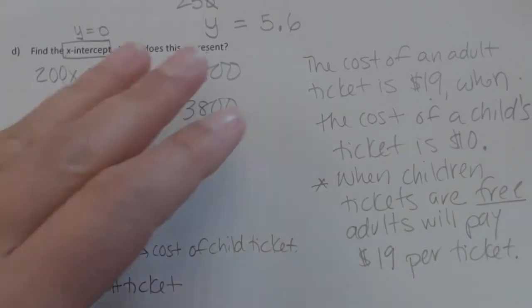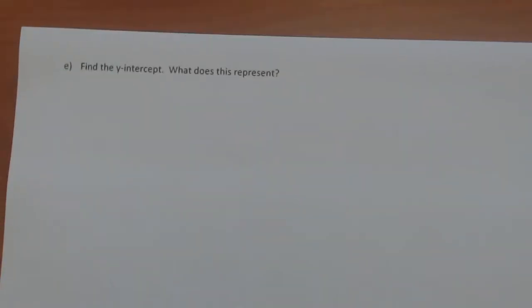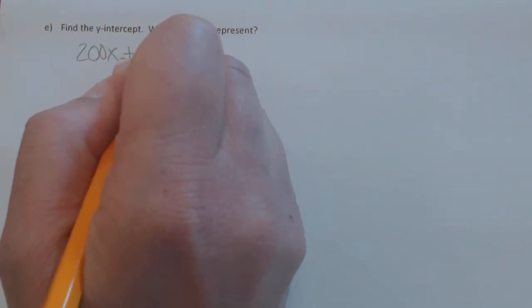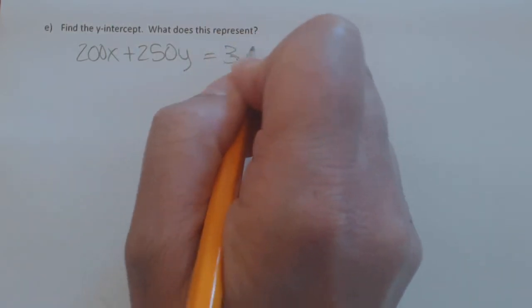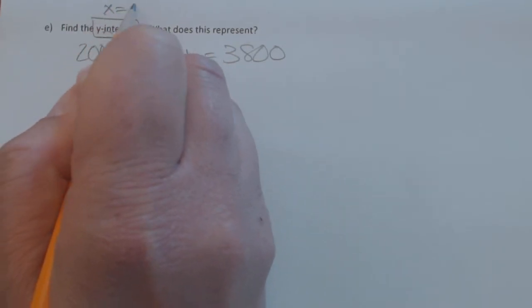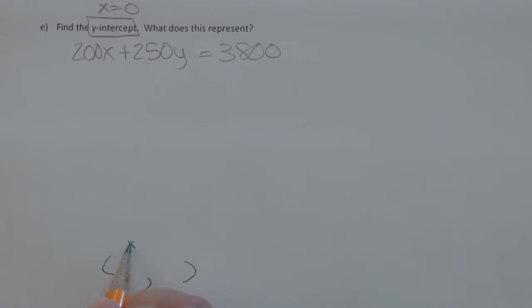For part D, and let's go on to the last part, or the last two parts. The second to last part, part E, says find the y-intercept. What does this represent? So we're going to do the same thing. We're going to go back and we're going to write down our original equation. 200x plus 250y equals 3,800. We're going to put a box around the y-intercept because that means that x is going to be 0 now. Down here, I'm going to put a little xy.